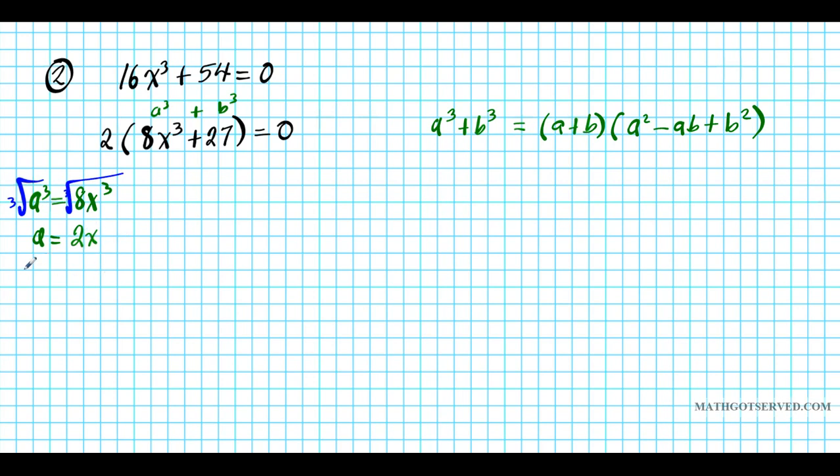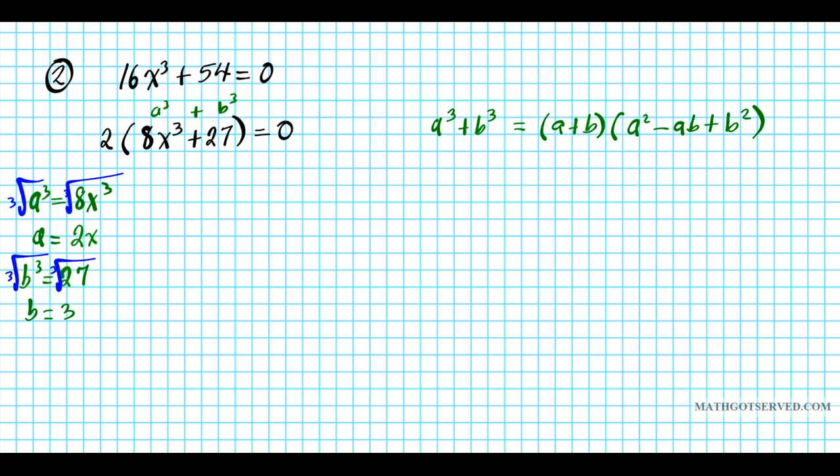Now let's get b. We set up the equation b to the third equals 27. To get b isolated, we take the cube root of both sides, just as we did with the a. And we arrive at the result b equals 3, because 3 times 3 times 3, or 3 cubed, is equal to 27.